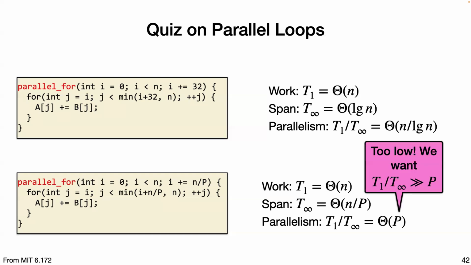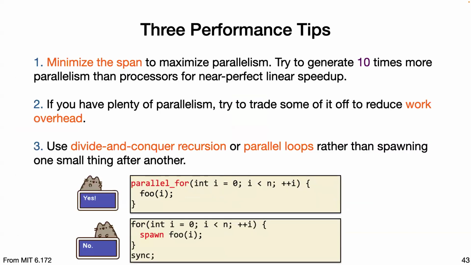Oh yeah, you want parallelism to be much greater than p, because parallelism is the upper bound on speedup. So to get maximum speedup, you want to minimize the span, because parallelism, which is the max speedup you could possibly achieve, is T1 over T infinity. If you make the bottom smaller, the whole thing becomes bigger. In practice, try to get at least 10x parallelism compared to the number of processors that you have.